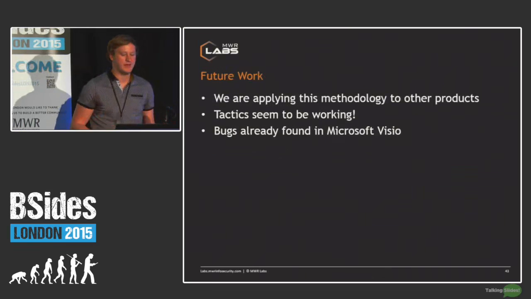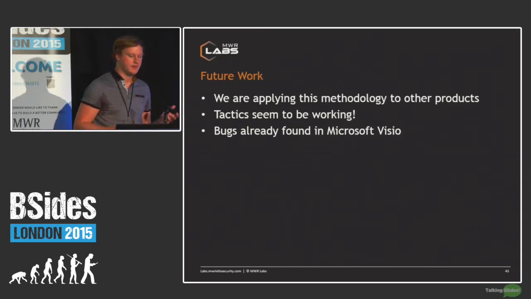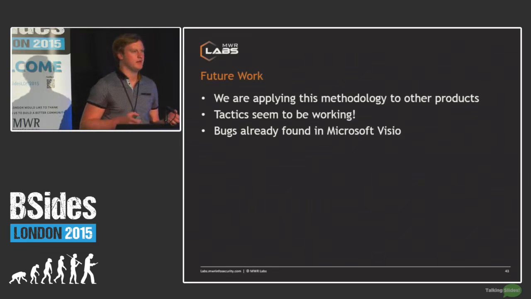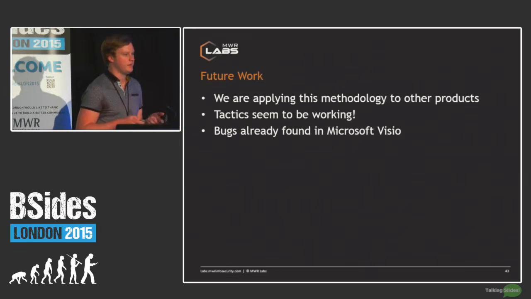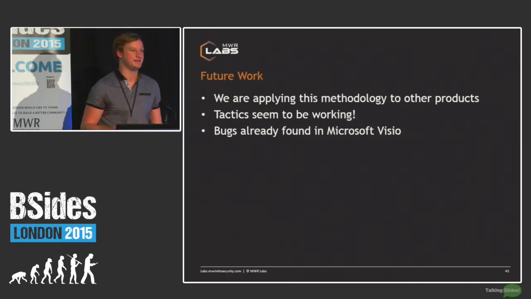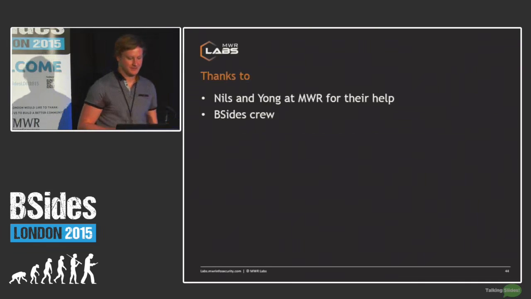So future work then, we're already starting to apply a similar sort of methodology for other products, and the tactics seem to be working. So we've already got bugs in Microsoft Visio, and we're working on other products. But we wanted to share this methodology so this is something that you guys can do as well and pick products and start approaching them. Just because they're popular and they're used everywhere, they've maybe been looked at to death over the years, it's still worth a stab at them.